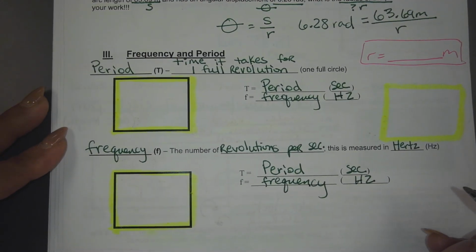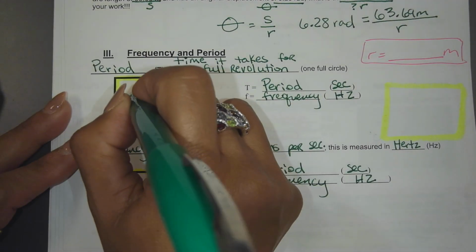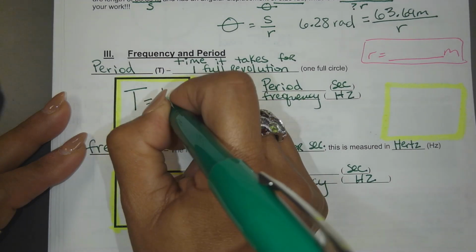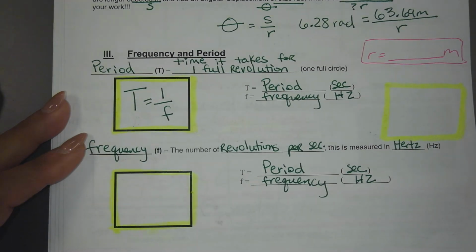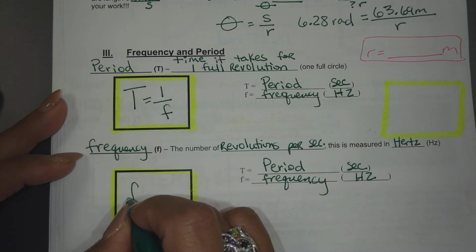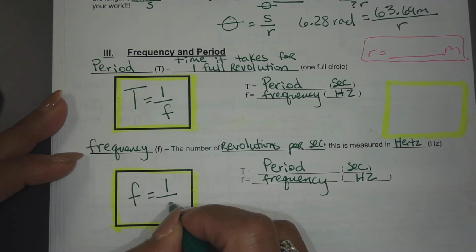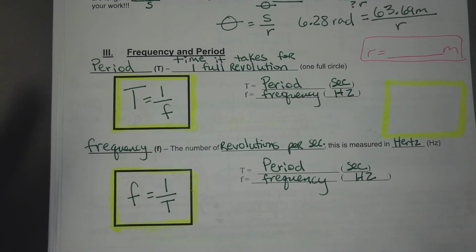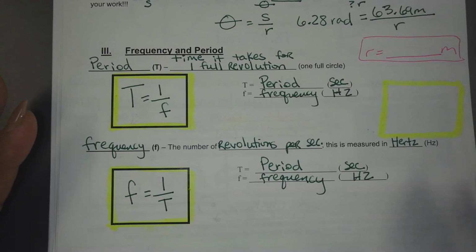And the equation that is memorized is T equals 1 over f. And they are opposite of each other. Frequency is f equals 1 over T. They're opposite of each other.